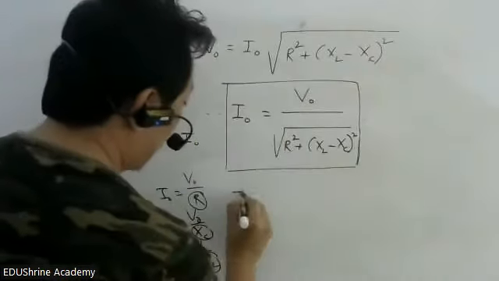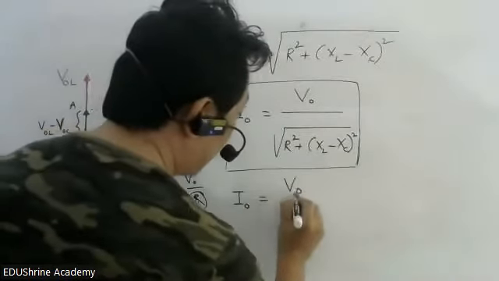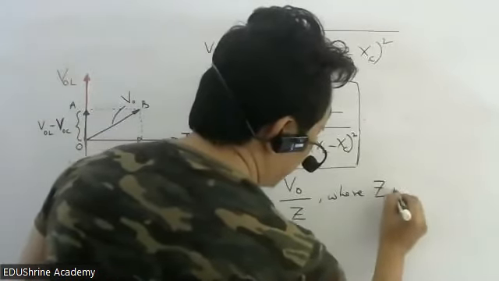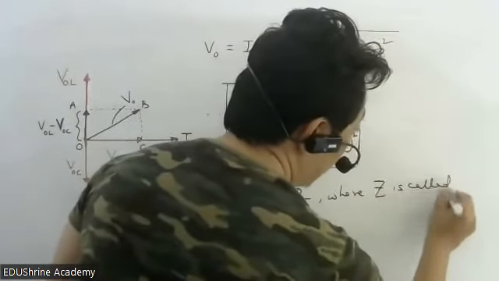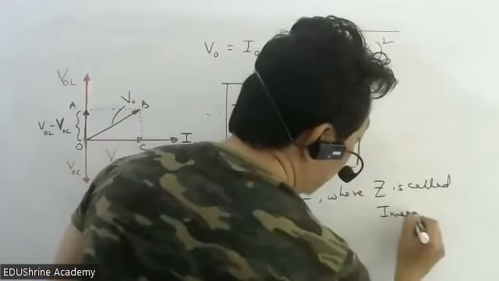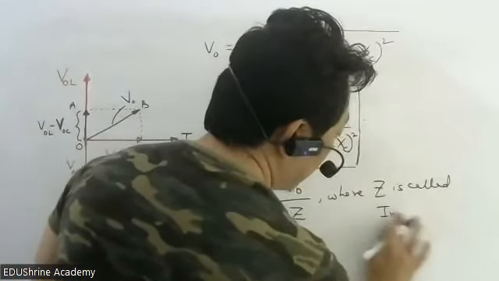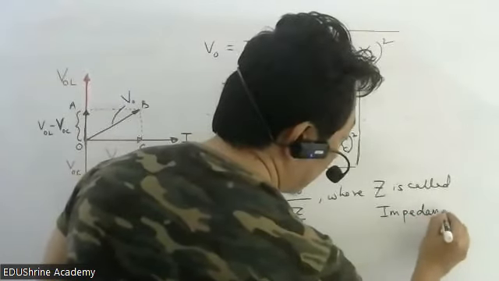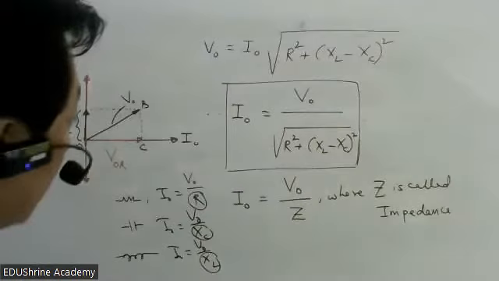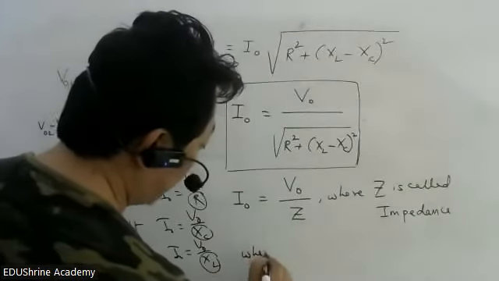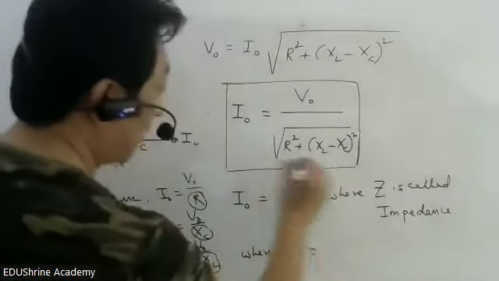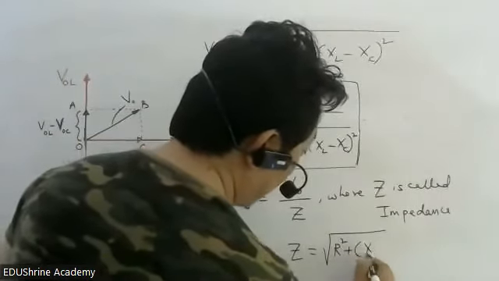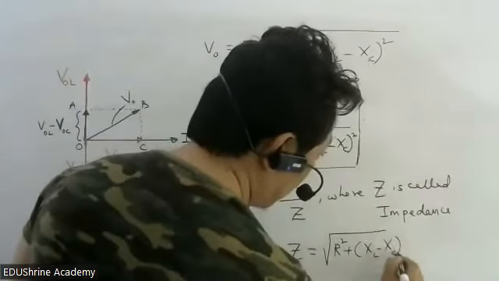So we can write I naught is equal to V naught by Z, where Z is called impedance. I'll give you the definition later. What should impedance be in place of what I wrote as Z? Root over R square plus XL minus XC the whole square.